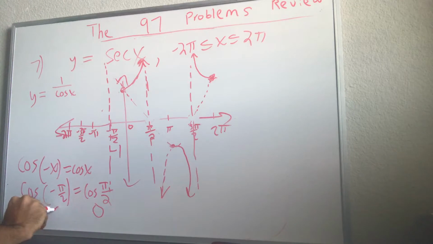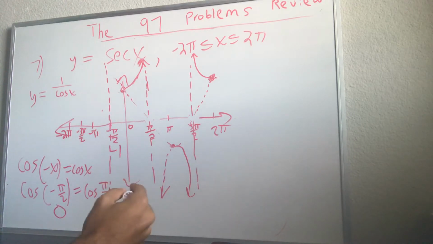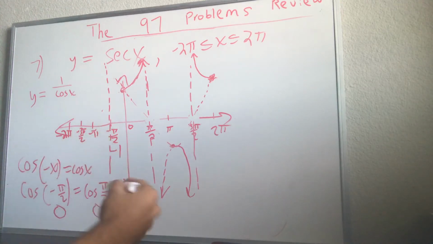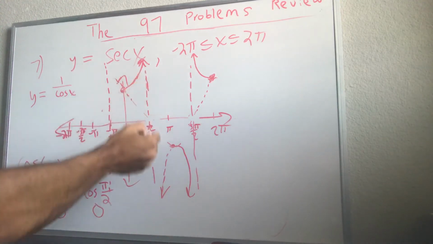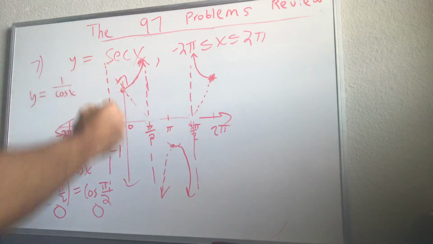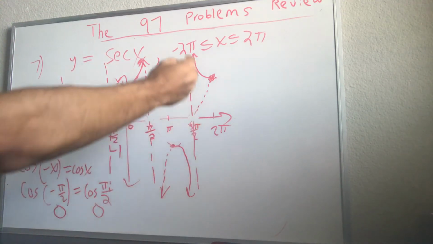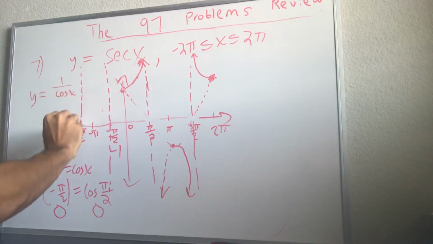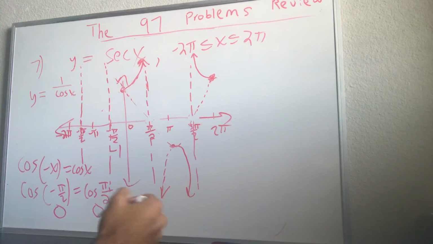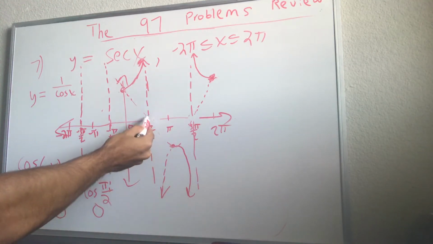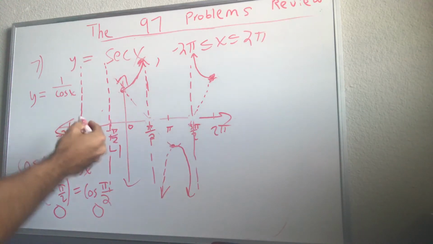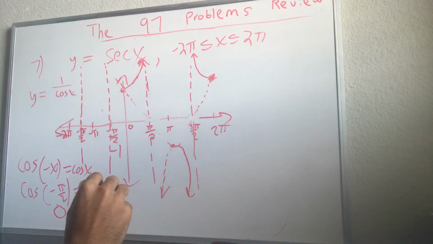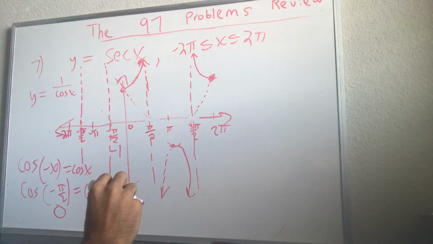Now if you know that cosine of negative pi over 2 is 0, well then at that point secant of x must be undefined. Therefore you have an asymptote there. So wherever you have an asymptote at pi over 2, you have an asymptote at negative pi over 2. You have an asymptote at 3 pi over 2, well then you must have an asymptote at negative 3 pi over 2, because cosine of negative x is equal to cosine of x. So if it's 0 at this and this, it must be 0 at this and this. And if you have a 0 there, then 1 divided by 0 is undefined. Therefore you have an asymptote at these 4 points, right?